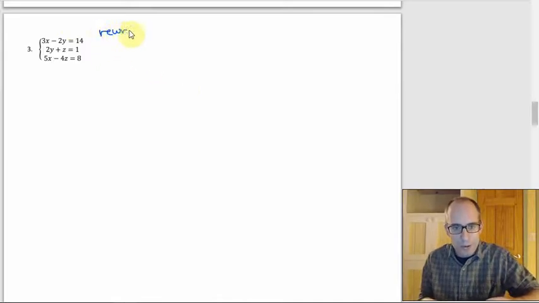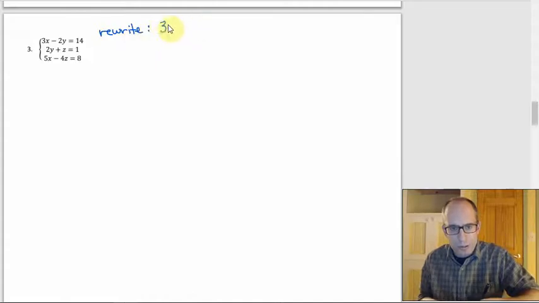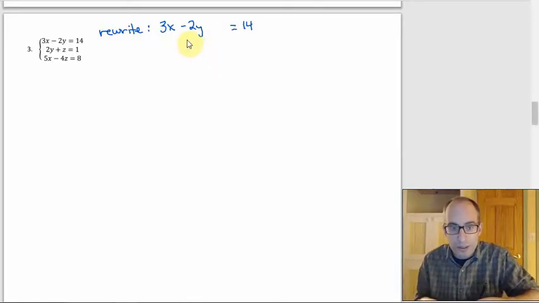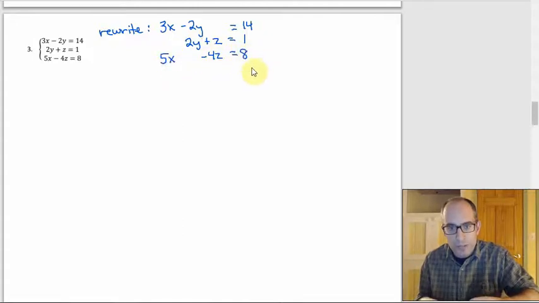So I would rewrite this a little just to kind of align everything. All I'm going to do is write this as though every term was there. So I have a big gap here for the z, because I'm trying to line everything up to see what I should be doing next. Then we'll have 2y plus z equals 1. And then we're going to have 5x minus 4z equals 8.